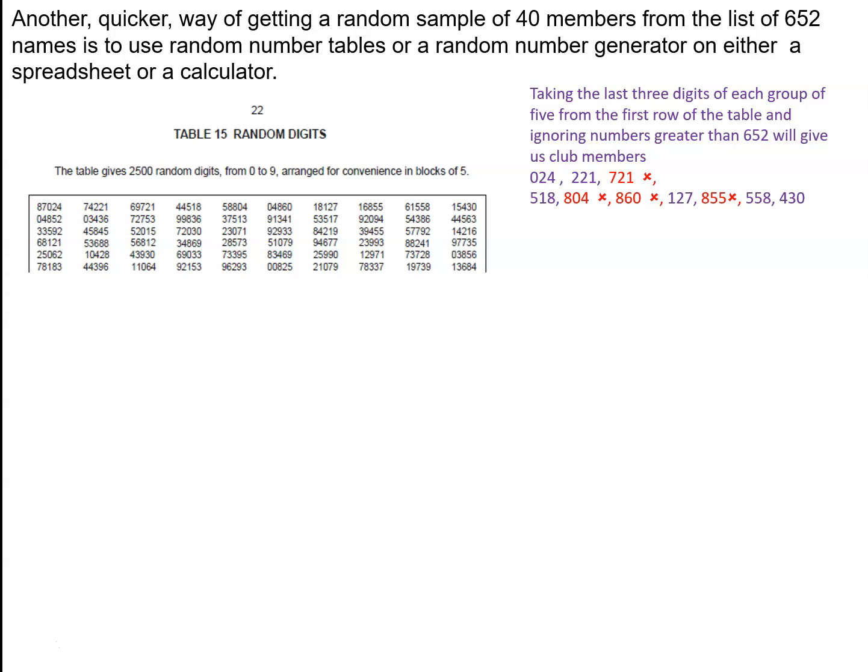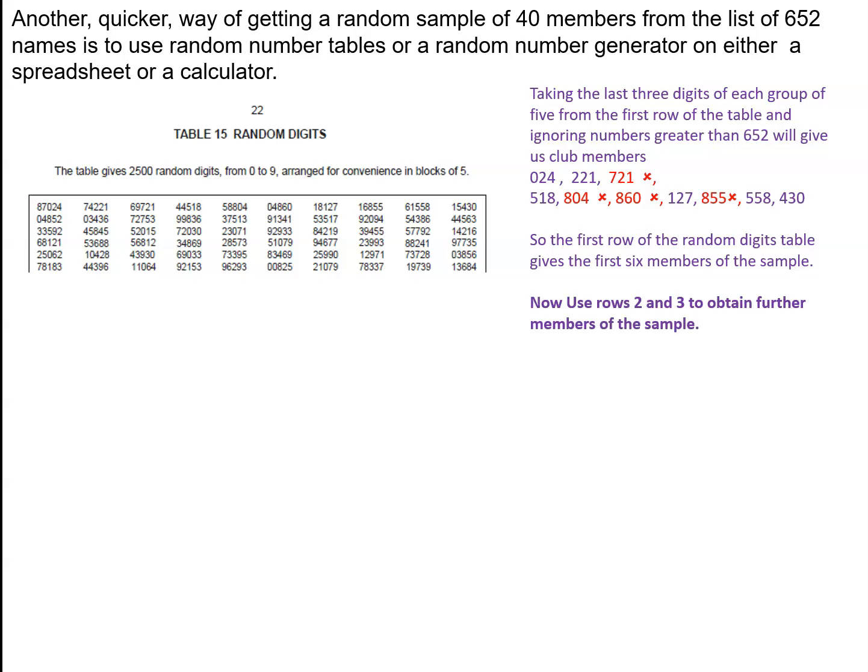And we can go on along that process all the way along that top row. So the first row of the random digits table gave us the first 6 members of the sample, and we had to throw away 4 of the numbers because they were bigger than 652. So pause the video now and use rows 2 and 3 to obtain some more members of the sample. Once you've done that, start the video again.